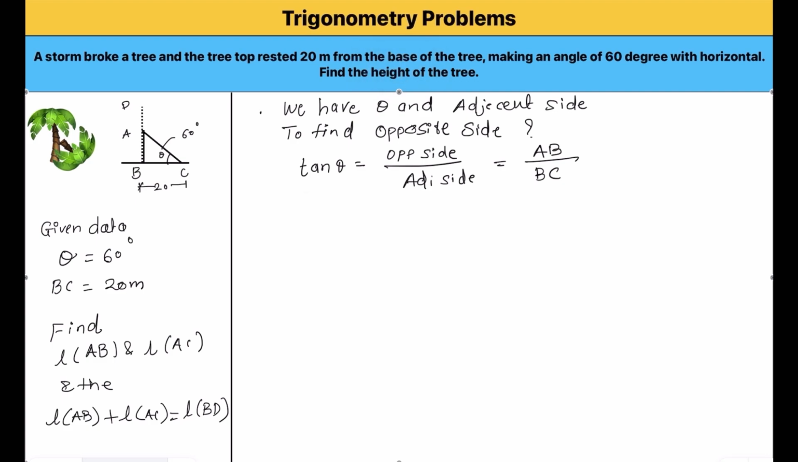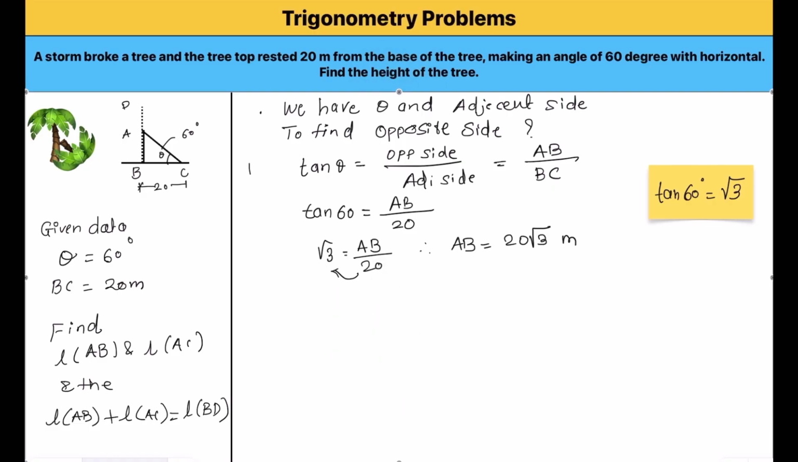That's correct, tan theta, opposite side upon adjacent side. That is equal to AB upon BC. Tan 60 is equal to AB upon 20. We already know tan 60 is equal to square root 3. Let's replace this value. We get square root 3 is equal to AB upon 20. To solve, we send 20 to the LHS. We get AB is equal to 20 square root 3 meters.